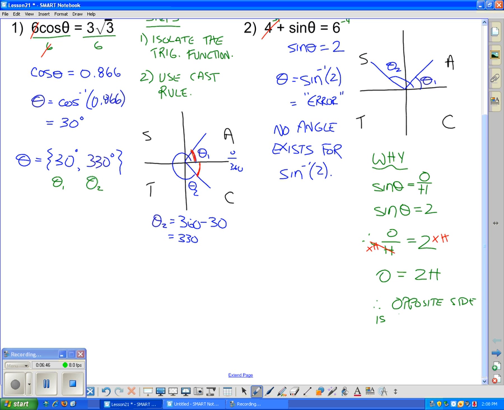is greater than the hypotenuse. And you know that in a right angle triangle, that's not possible. In a right angle triangle, the hypotenuse is always the longest side. So that's why there's an error for sine and cosine greater than 1. Now tan can be greater than 1, but sine and cosine can't be greater than 1. So keep that in mind as we move through here.